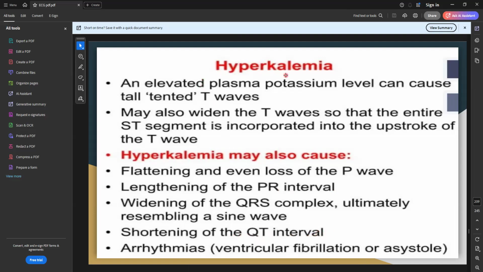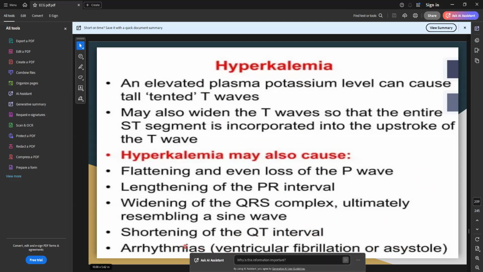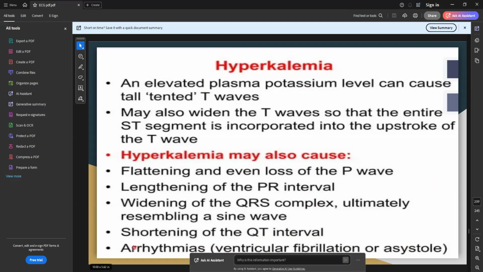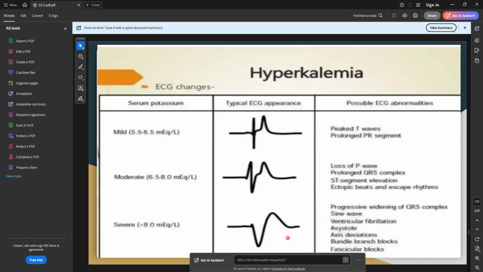Hyperkalemia leads to serious complications like ventricular fibrillation or asystole. So, whenever you see hyperkalemia features on ECG, confirm immediately with the serum potassium level, and start the treatment as early as possible, because hyperkalemia leads to severe complications causing arrhythmias like ventricular fibrillation or asystole.